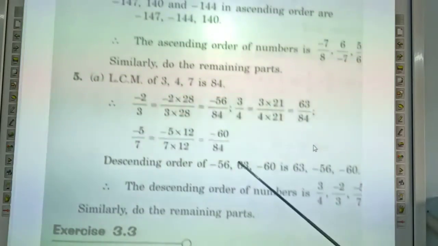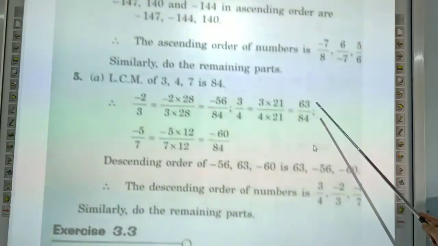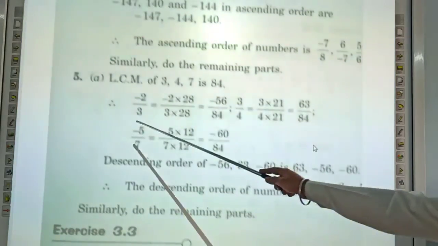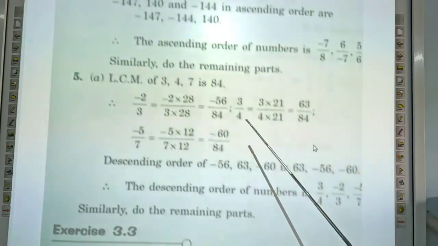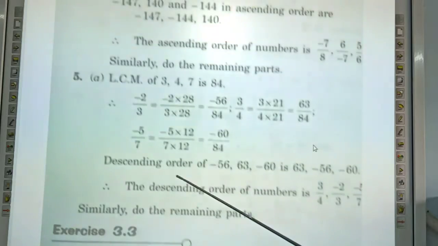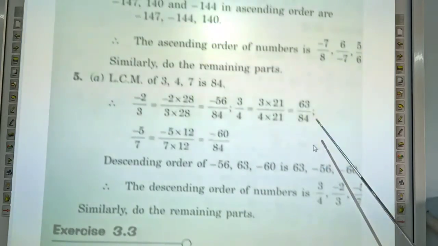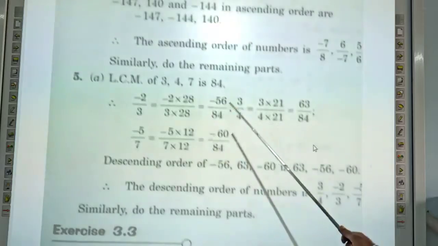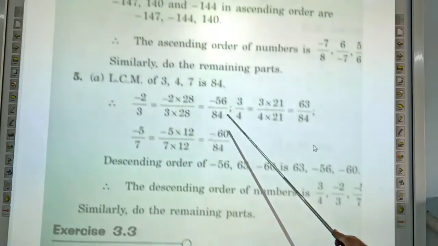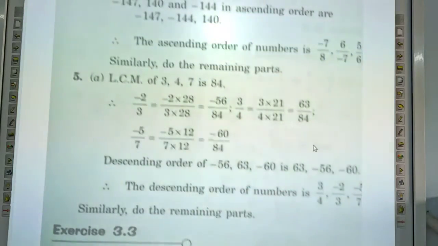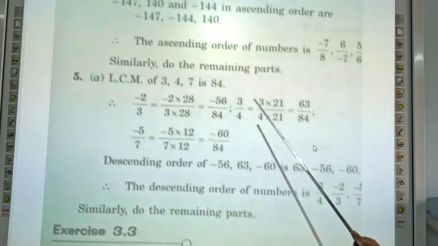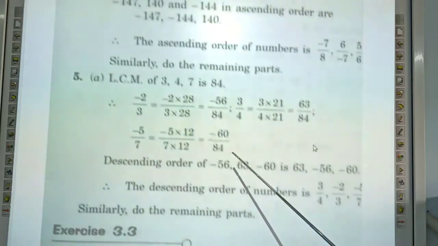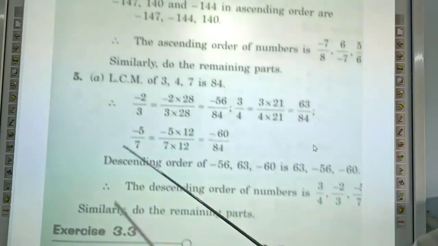It is minus 5 upon 7. In place of 63 upon 84, we have minus 2 upon 3. And in place of 56 upon 84, we have minus 2 upon 3. In place of 63 upon 84, we have 3 upon 4, and minus 56 upon 84 is minus 2 upon 3. 63 upon 84 is for 3 upon 4. Minus 60 upon 84 is for minus 5 upon 7.